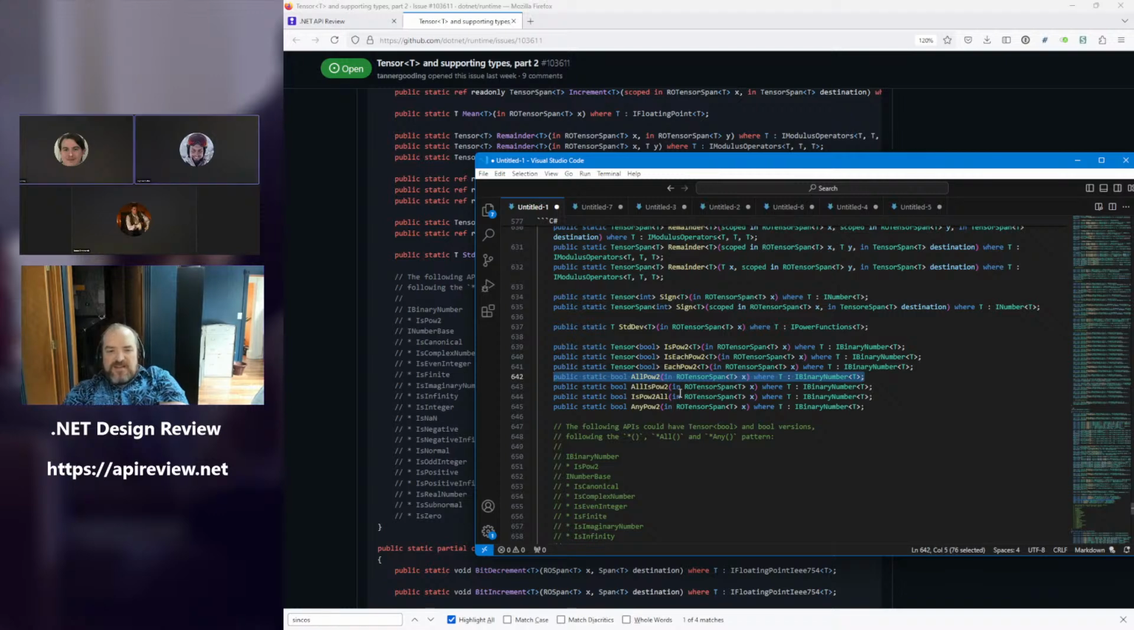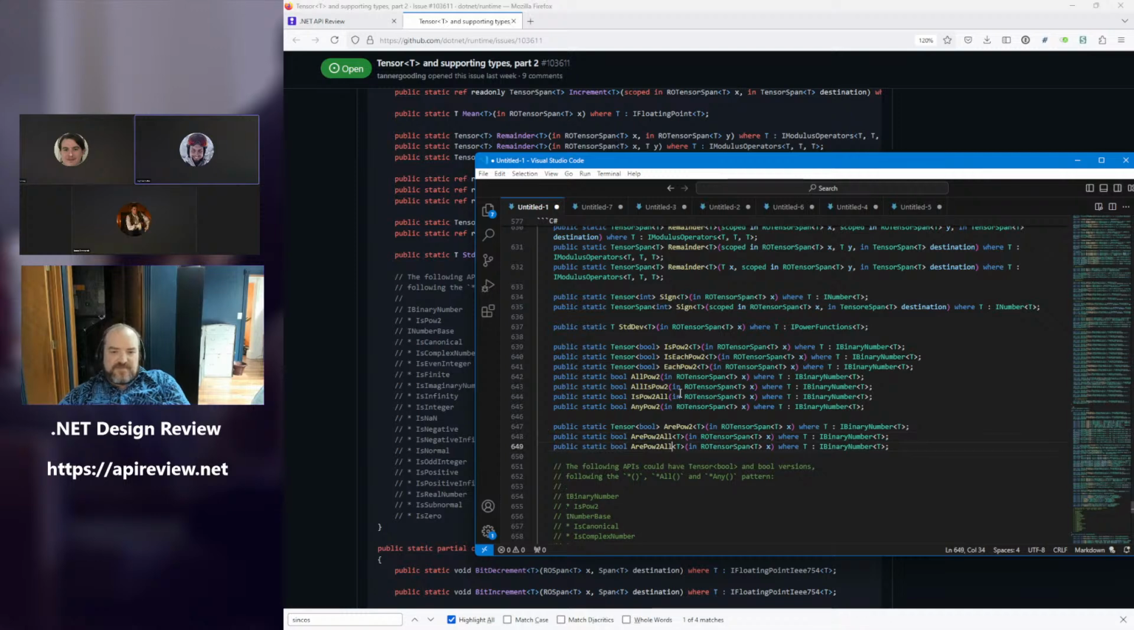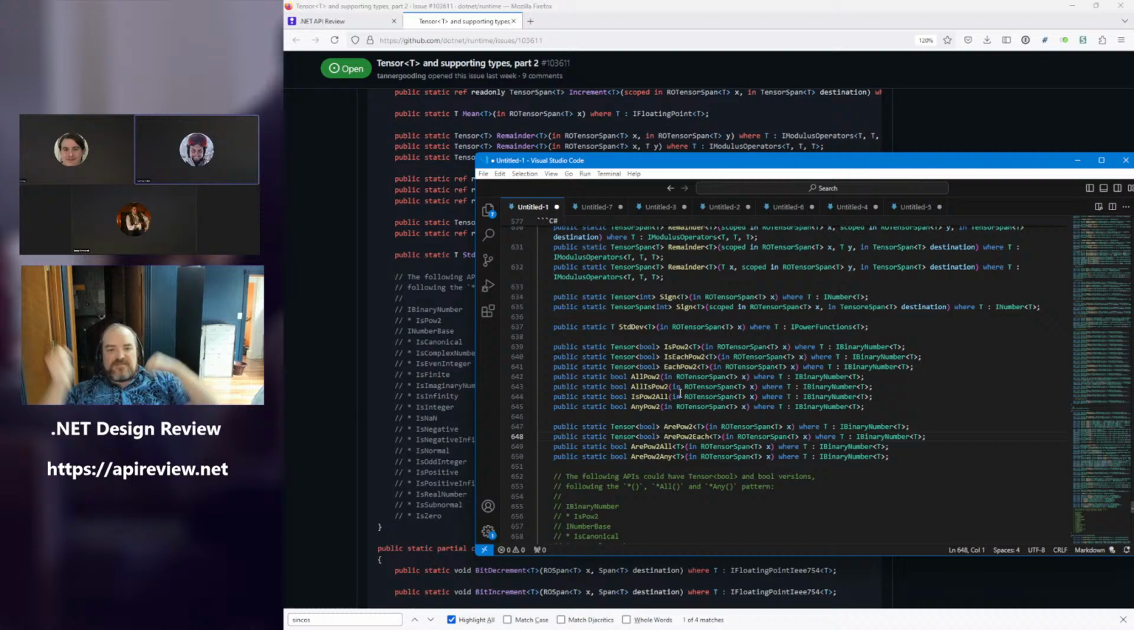Well, the downside of that is that it's then inconsistent with the scalar API. Yeah. But the scalar API doesn't have all or any anyway. And the scalar API returns bools, not tensors of bools for the non all and any. So it's already different. But I don't necessarily mind, because by sticking with is, it shows that we're not trying to be correct with our English and we're just applying a pattern. But yeah.